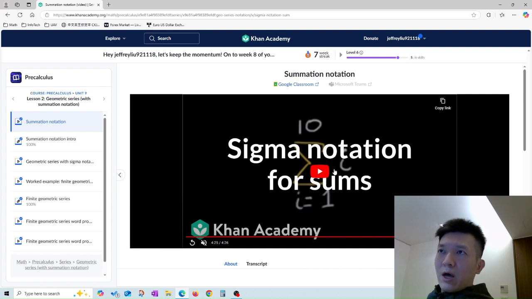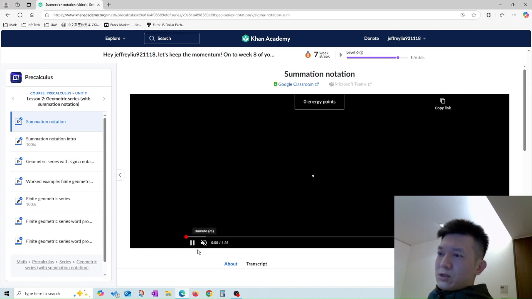For example, you have 1, 3, 6, 12. This is a geometric series, and you want to add them all up. That will be 1 plus 3 plus 6 plus 12 plus 24 all the way down, times 2. So how do you note that? How do you make a notation? This is how you do it.